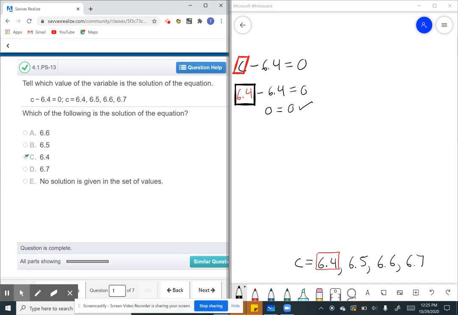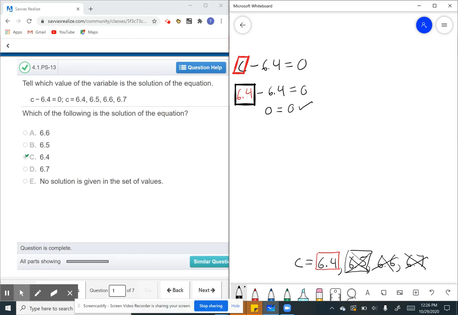Okay, but like I said, if that one did not work, then take the next one in the list. So then we would try 6.5 next to see if that one works. We already know that since 6.4 works, obviously 6.5 minus 6.4 is going to give you 0.1, which does not equal 0. So then we know that none of these ones are correct.